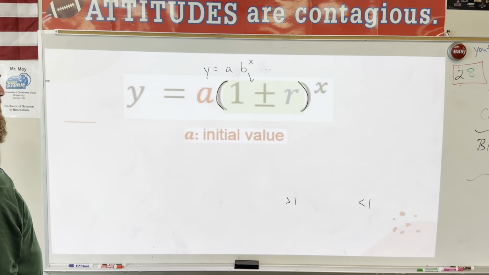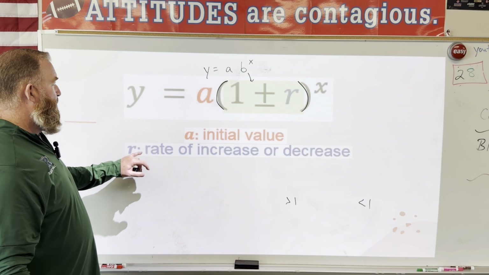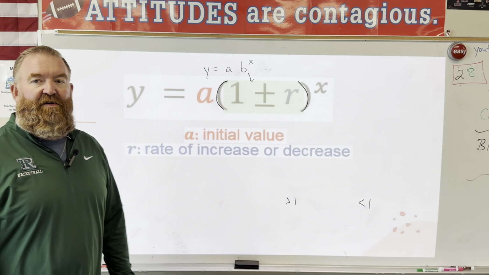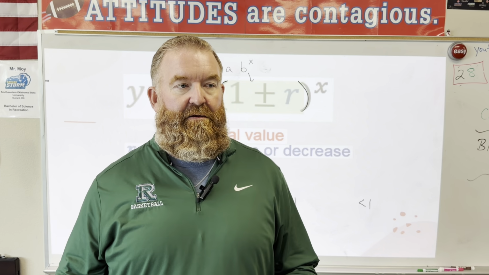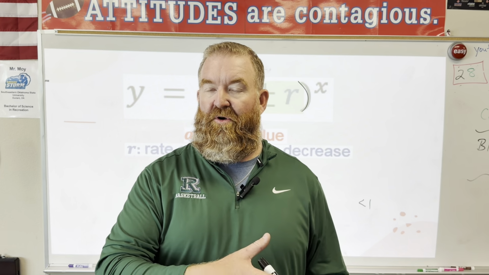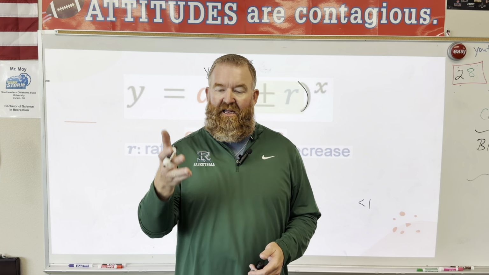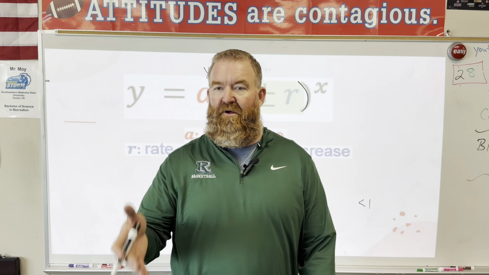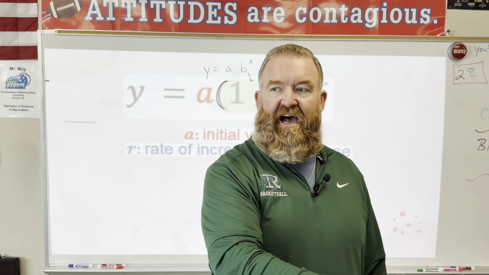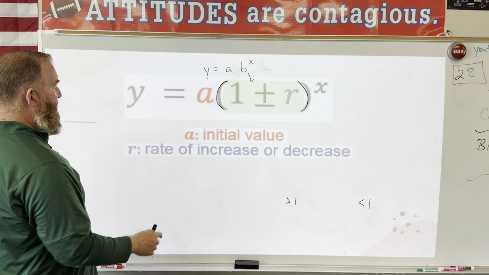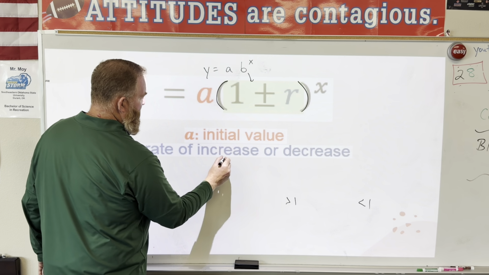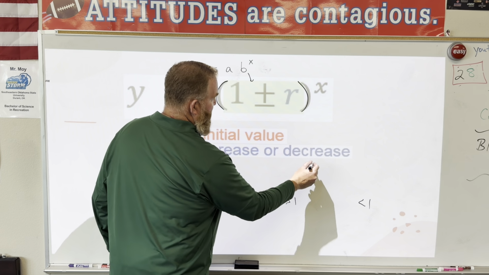Now, here's where it's a little bit different: your growth or your decay. The r is the rate of increase or decrease. So if it's increasing, I'm going to add. Now remember, you would make it a decimal. If it's 25%, I would make it 0.25. So your new rate would be 1 plus 0.25. We're going to have a practice problem here in a minute, okay? So rate of increase or decrease: if it's an increase, it's going to be positive. If it's a decrease, it's going to be negative.